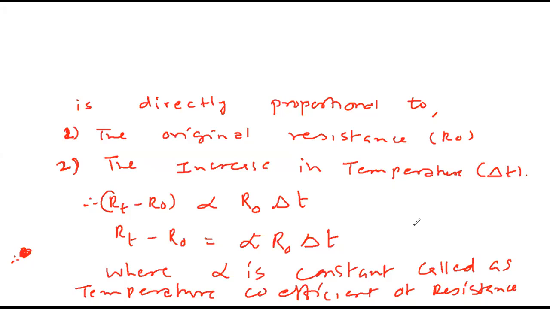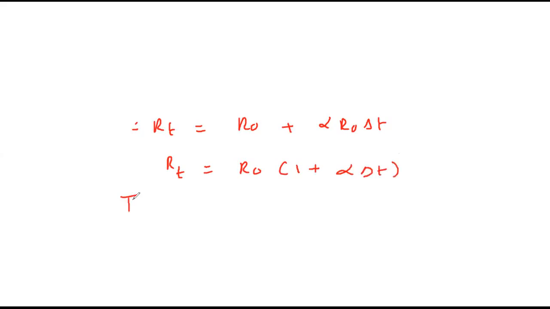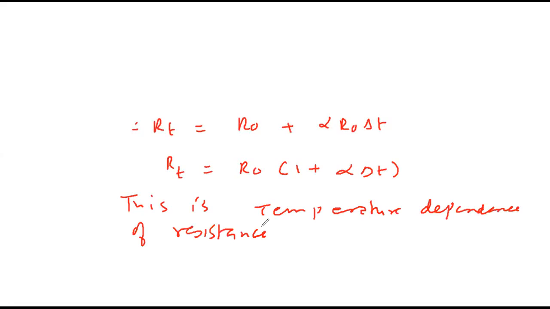Done, sir. One more line. Therefore, RT equals R0 plus alpha R0 delta T. So RT equals R0 times 1 plus alpha delta T. This is the temperature dependence of resistance.